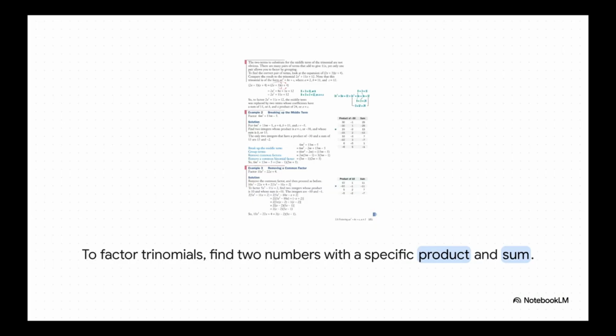Okay, so let's move on to three-term polynomials, the trinomials. At its heart, factoring these is like solving a little puzzle. Just look at this table for a second. We're on a hunt for two magic numbers. These numbers have to do two jobs at once. They need to multiply to get our target product, in this case -30, and at the exact same time, they need to add up to a target sum of 13. Finding those two numbers, that's the whole game right there.